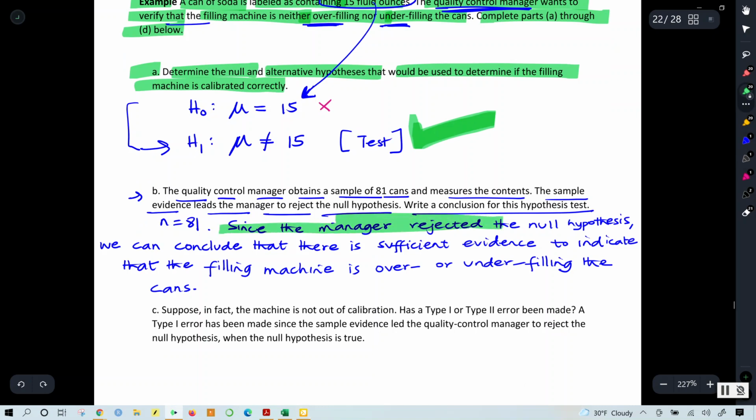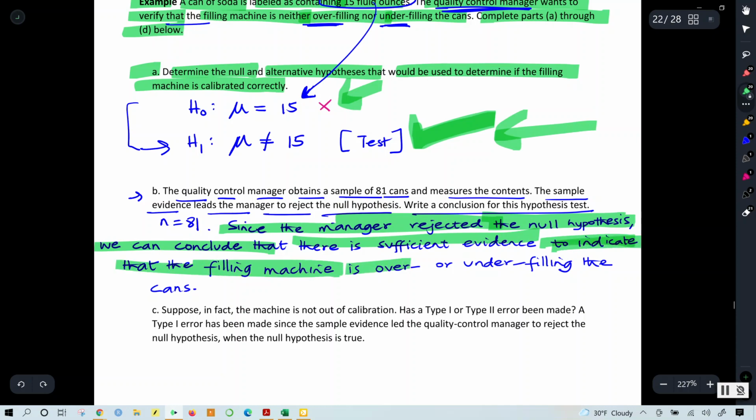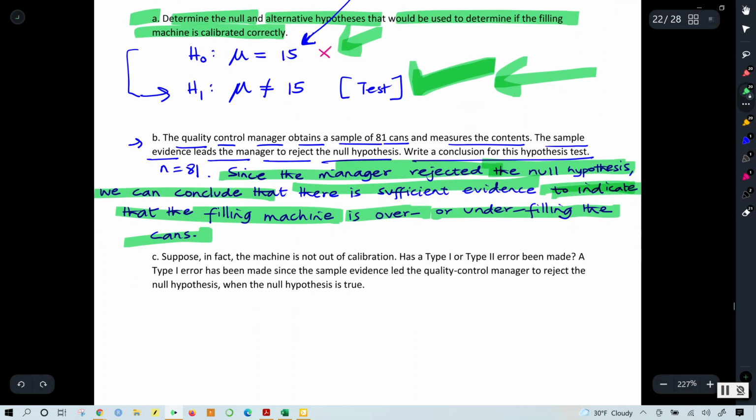Since the manager rejected the null hypothesis, we can conclude that there is sufficient evidence in favor of the alternative hypothesis. That is to indicate that the filling machine is over or under filling the cans at this point in time. Question C. Suppose, in fact, the machine is not out of calibration. Has a type 1 or type 2 error been made?